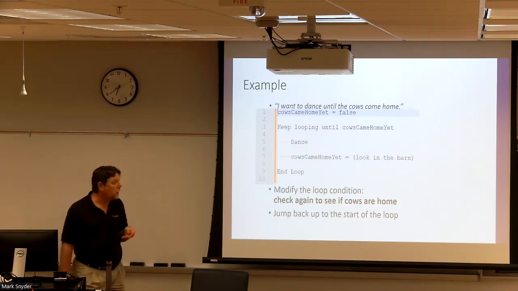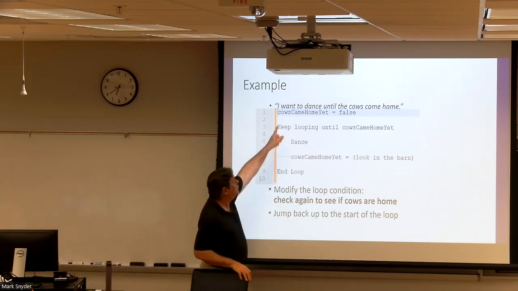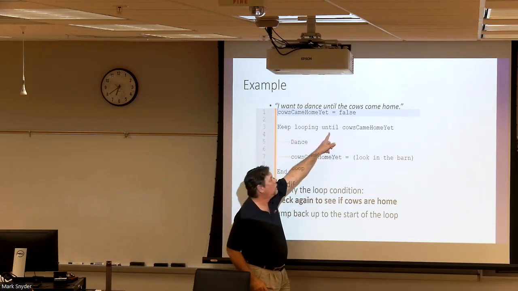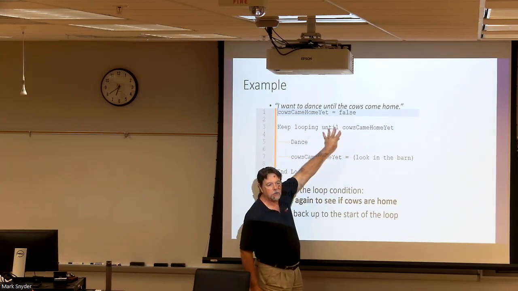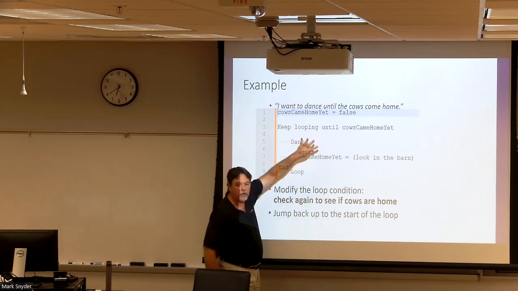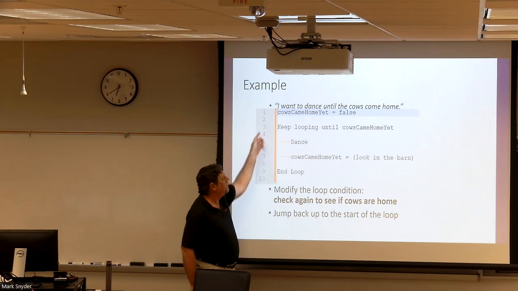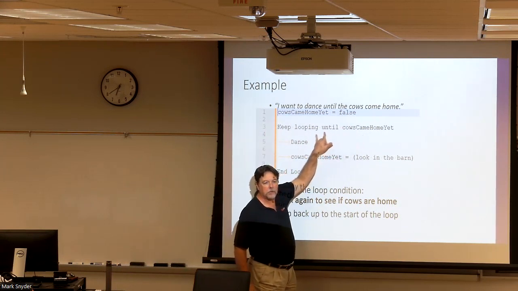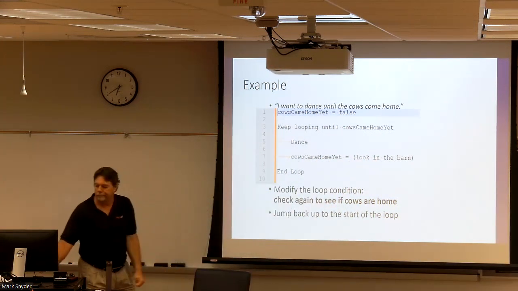So here's another way of saying the same thing. Same initial condition. Cows home yet is false. Keep looping until cows came home. So I changed the while not to an until, just like we did with the if statements, right? Same thing. It's all the same except for that. So until this is the same as while not this. This is the main point there.